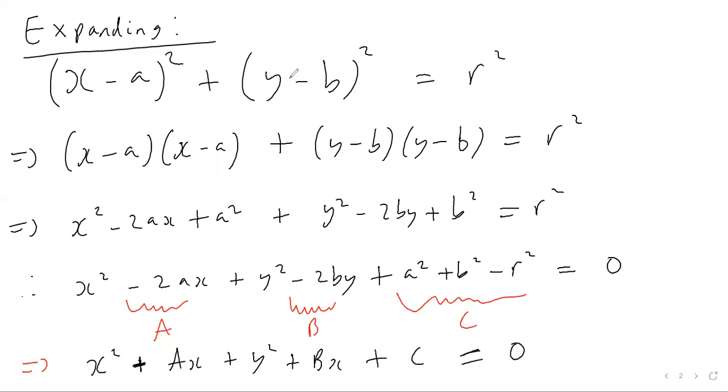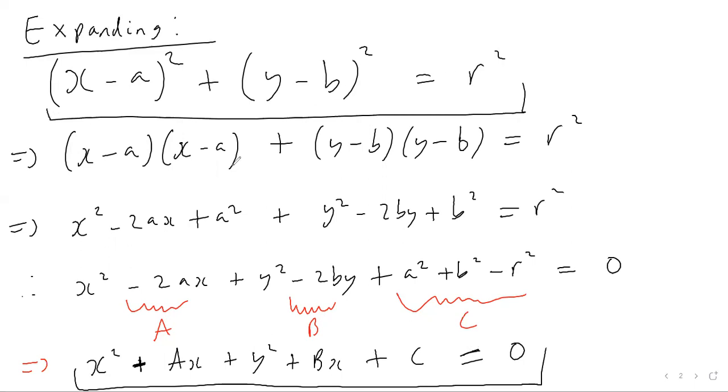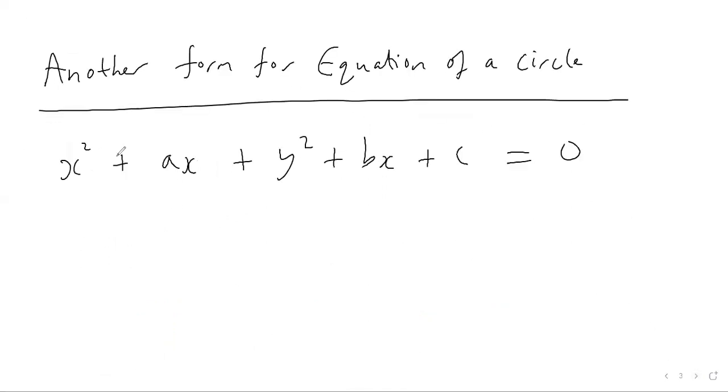So another way in which you can write the equation of a circle is exactly this here. So this is exactly equivalent to this up there. So basically the key point is that another form for an equation of a circle is this equation here. So that's another way in which you can write the equation of a circle.